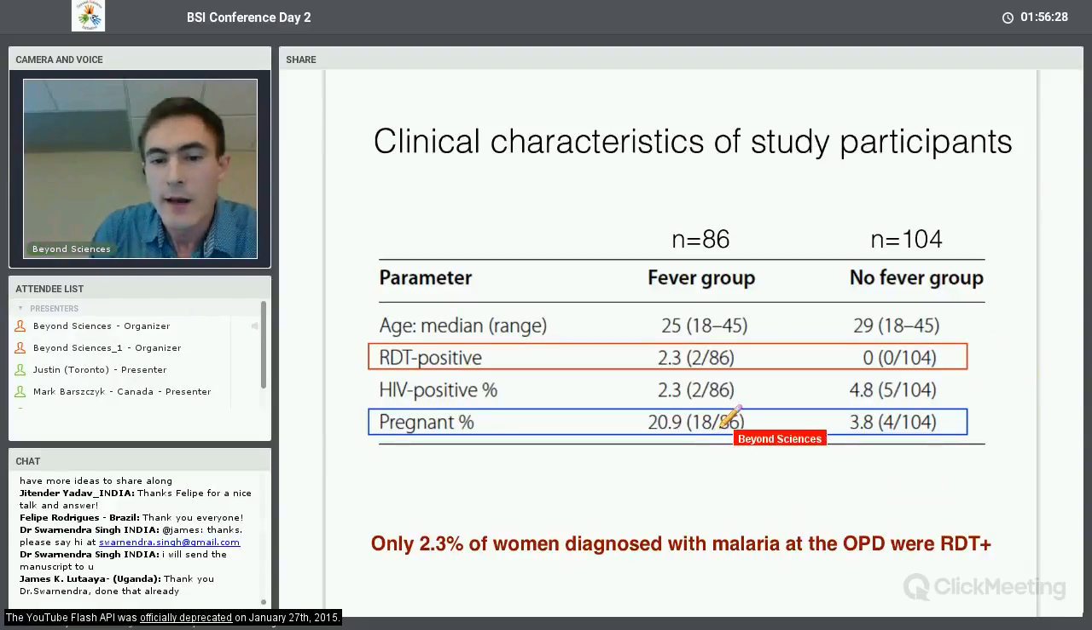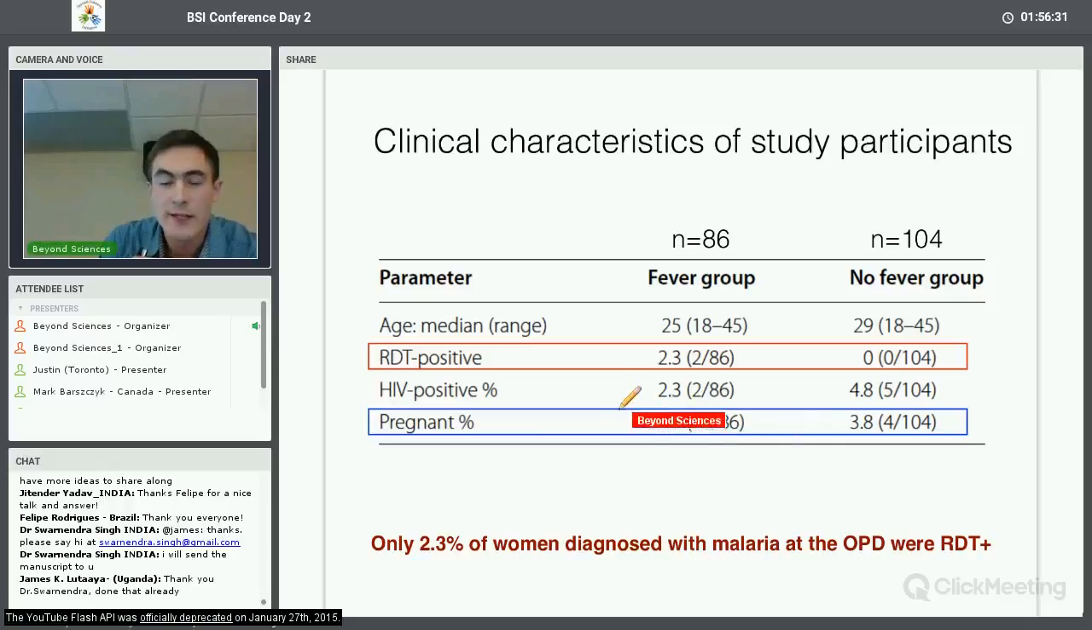Maybe quite intriguingly, the women with malaria had a high proportion of pregnant women as well. The proportion of pregnant women in the no fever group was much lower, probably.